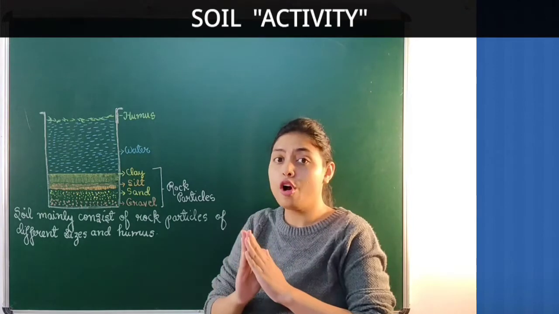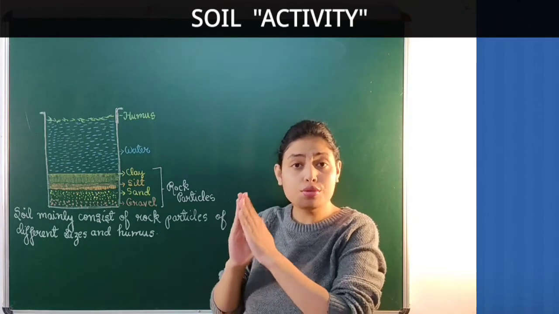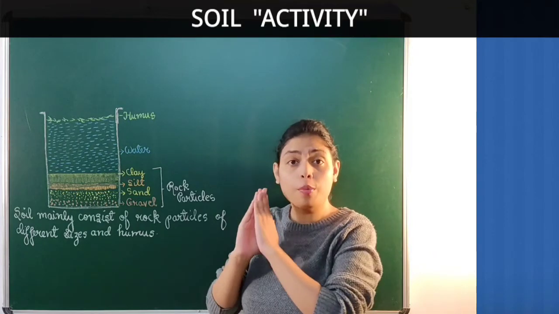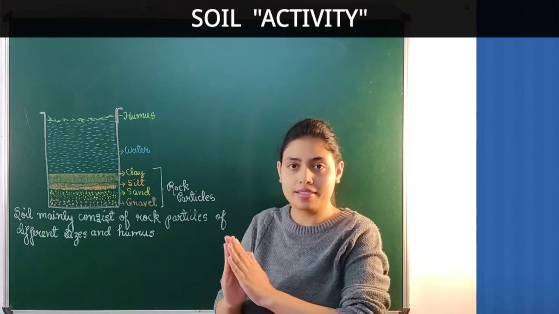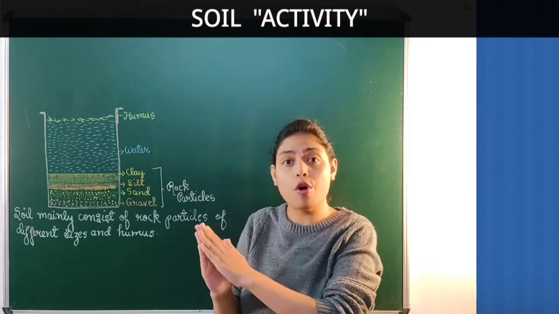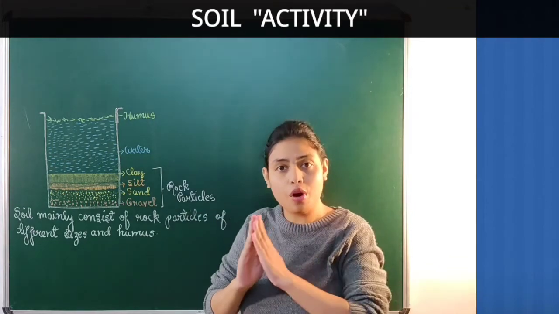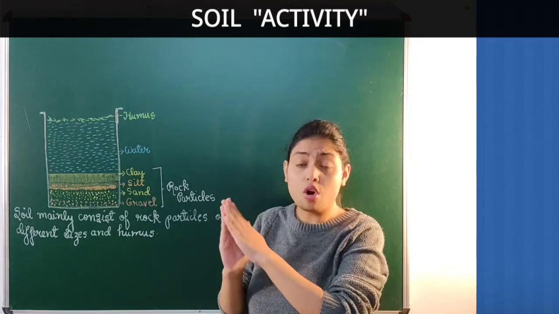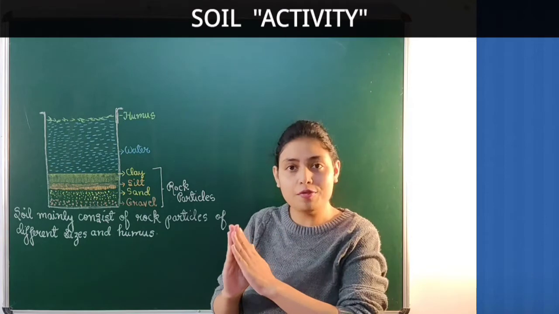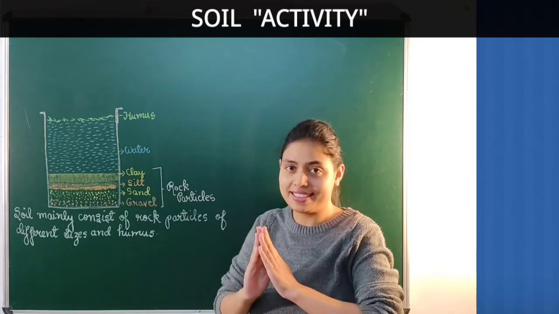Today we will perform one activity to show that soil is mainly made up of rock particles and humus. Children, we have studied in the chapter that soil is formed from the weathering of the rock. That means soil must be made up of rock particles. To prove it, we will perform one activity.